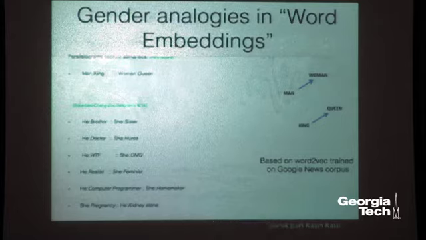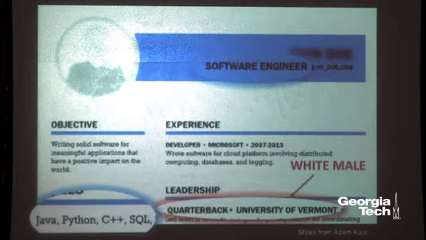If you're basing an algorithm on historical data, it shows you things based on history that might not be what you're looking for. Let me give you an example. You might say this shouldn't matter, because you've trained it on historical data. And fine, we understand why, you know, he is to computer programmers, she's to homemaker.